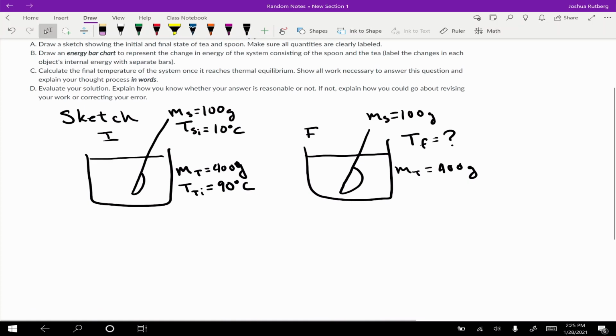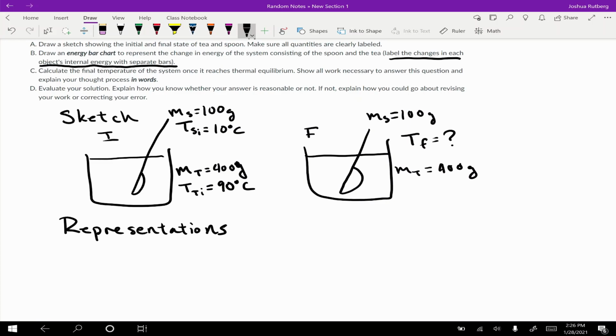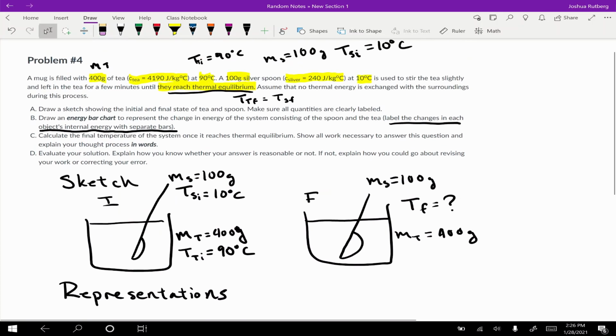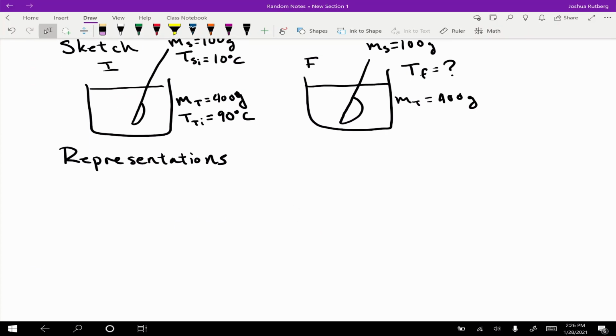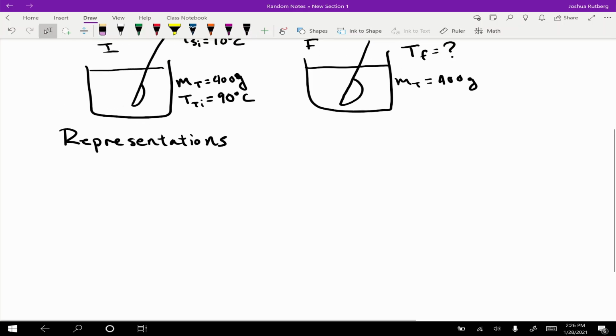Now, we want to draw an energy bar chart showing the change in energy for this system. And notice that I've given you a hint here in the problem. Label the changes in each object's internal energy with separate bars. Because if we're assuming that no thermal energy is exchanged with the surroundings, then the total energy of the system isn't changing. So if I were to just represent the total energy with individual bars, there would be nothing happening, and it wouldn't really be helpful to me.